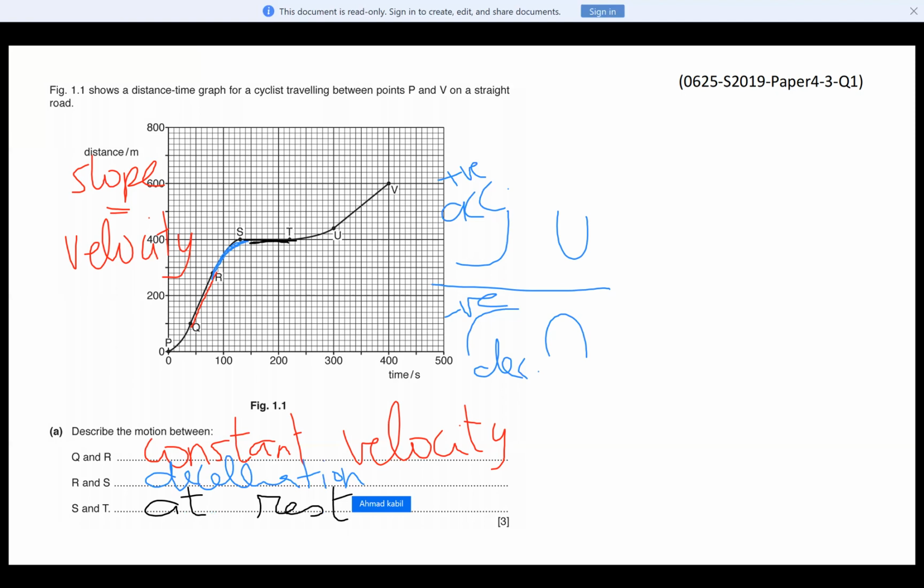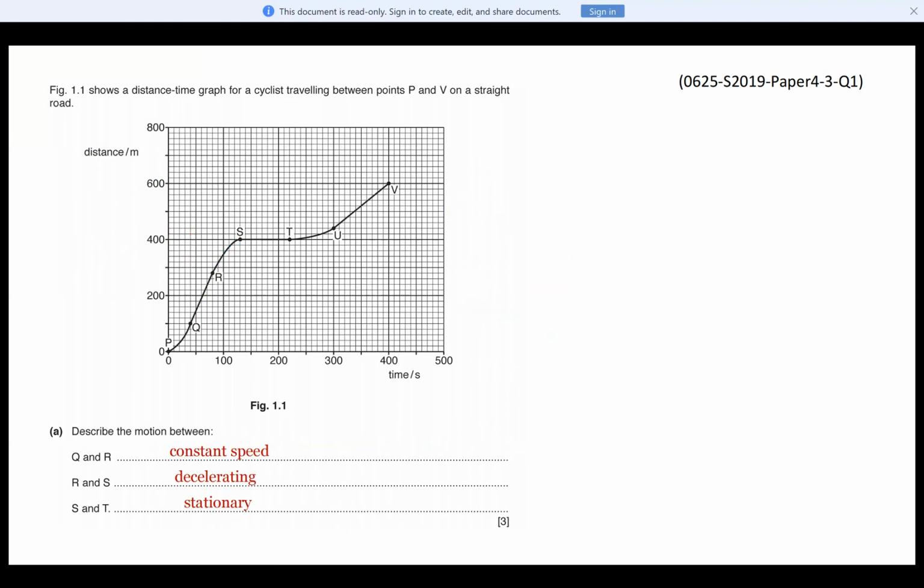So let's check the answers out. Like we said, from Q to R, this is a line, so it's constant speed. From R to S, it's frowning, so it's decelerating. And from S to T, it's constant distance, in a sense, or like it stops, it's at rest, it's stationary. At rest and stationary mean the same thing.